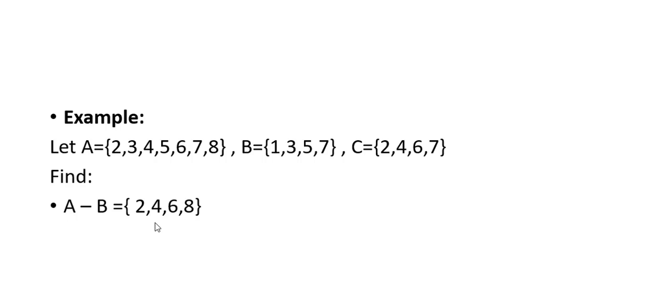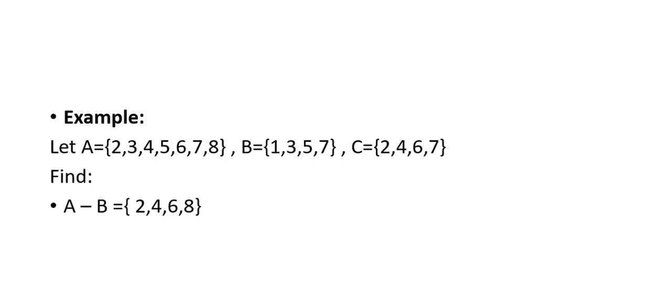So the result, as we can see out here, is 2, 4, 6, 8. Now how subtraction works is very simple: if I'm taking A minus B, all the elements present in B will be subtracted from set A. They will no longer be a part of my answer. Subtraction means to eliminate them, right?